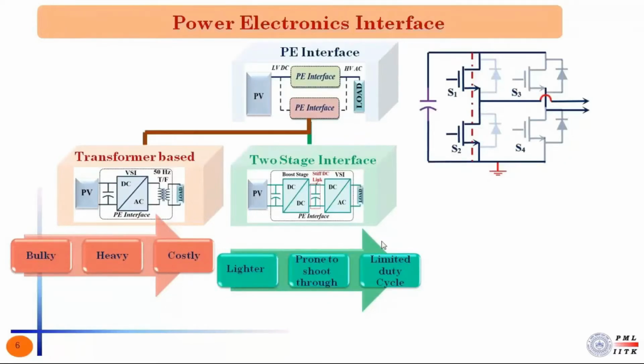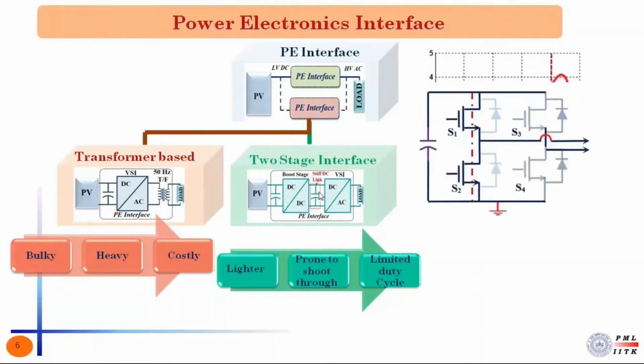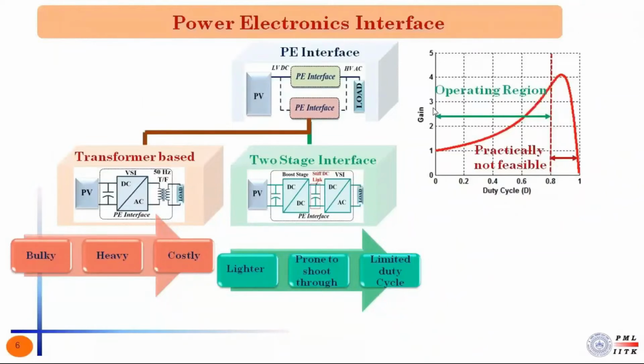Now another problem with this two-stage interface is the DC to DC boost stage is generally a boost converter here. So this figure here shows gain characteristics of the boost converter. Now as we can see, the maximum gain that a boost converter can provide is nearly equal to 4, and that too at a very high duty cycle, which is beyond 0.8. Now if we operate a boost converter at a very high duty cycle, then it leads to increased reverse recovery loss in the diodes of the converter.